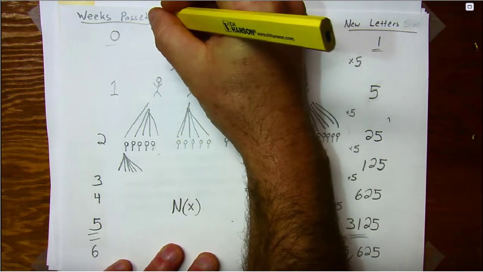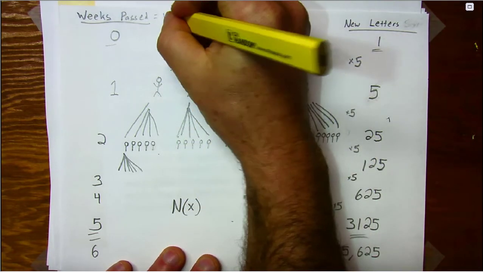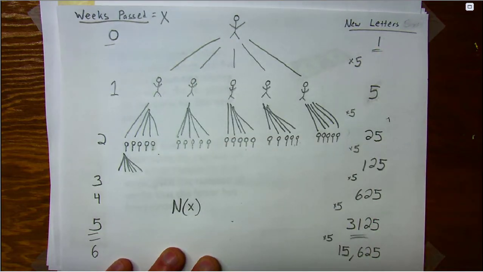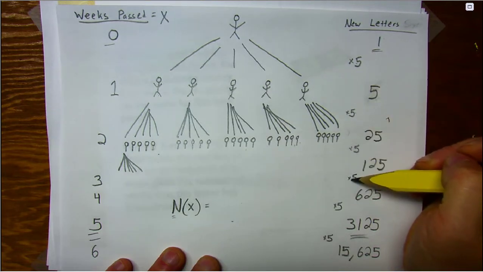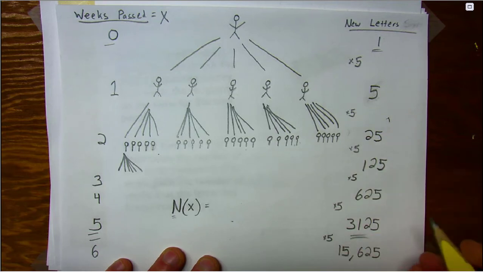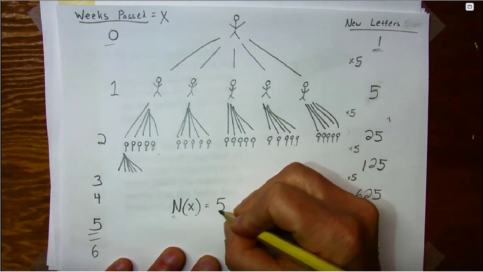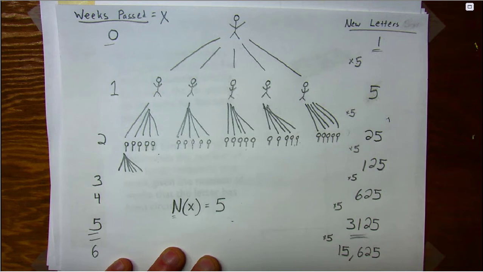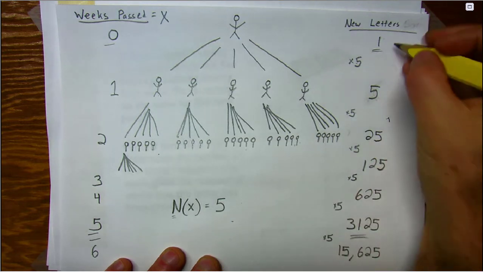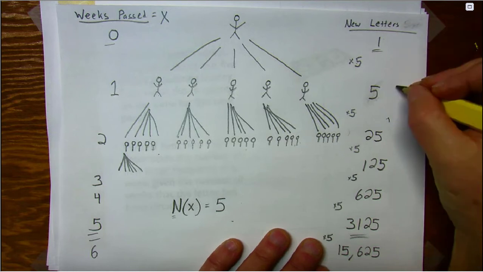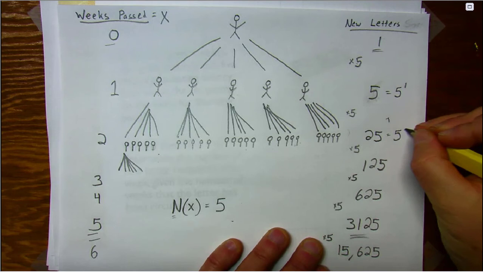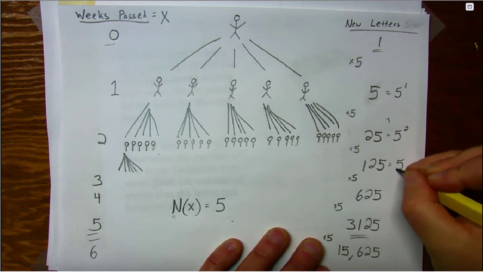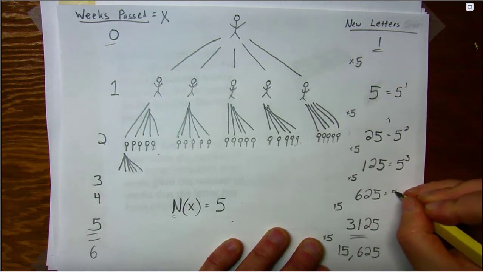And so we'll let the number of weeks that have passed be x. So the number n of new letters is the result of multiplying by 5 every week, or in other words, every week that passes, we multiply it by 5 again. So if you look at our numbers, you'll notice that each one of these values is a power of 5. 5 is 5 to the first power. 25 is 5 to the second. 125 is 5 to the third. 625, that's 5 to the fourth, and so on.